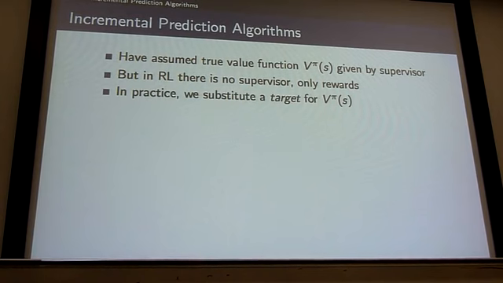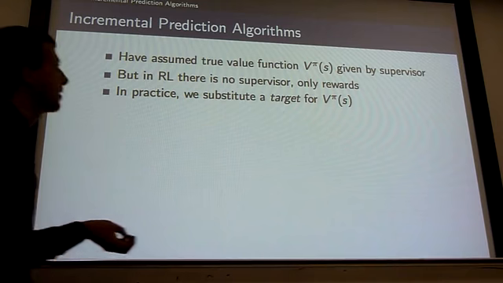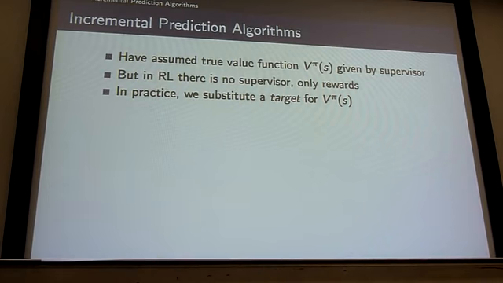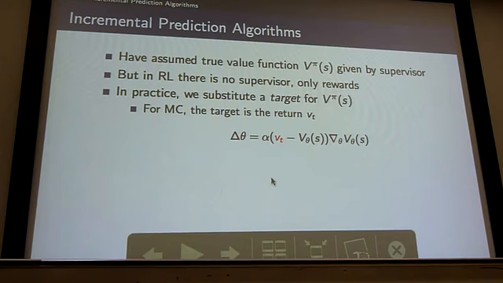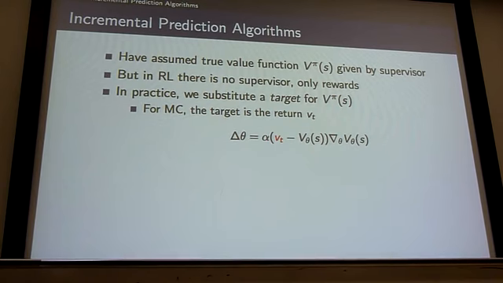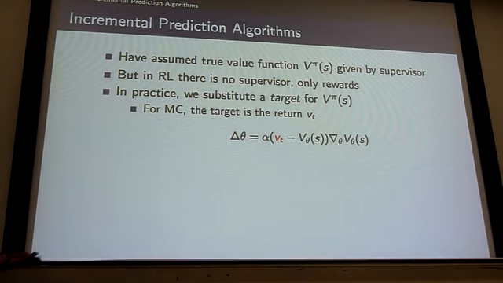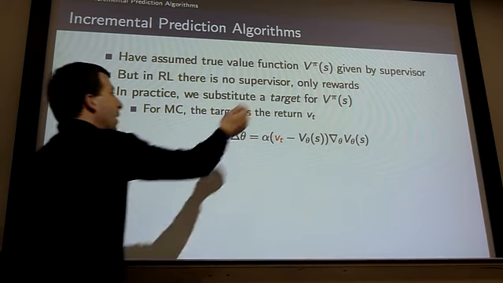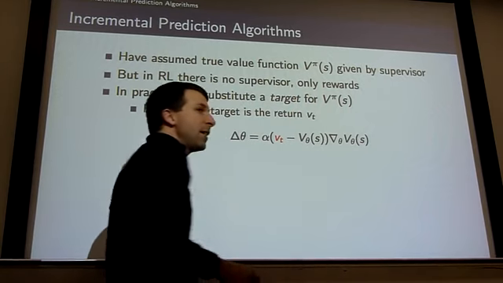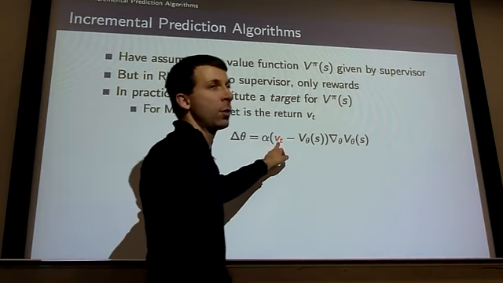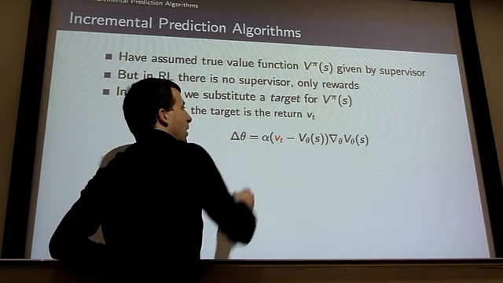So what do we do? Well, in practice we substitute. We take our v pi of s, the true value function which we were so far imagining that the supervisor gave, and we substitute a target for that v pi of s. And the question is, what should that target be? Well, if we're doing Monte Carlo learning, the target is the return. The return is an unbiased sample of v pi. So we're going to substitute in our vt, the sum of all the rewards all the way through the trajectory from time step t onwards. We're going to use that as the target which we're going to move towards.